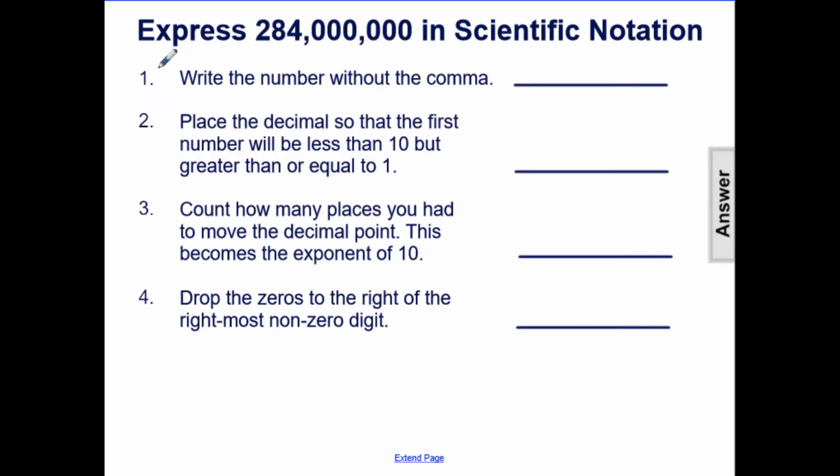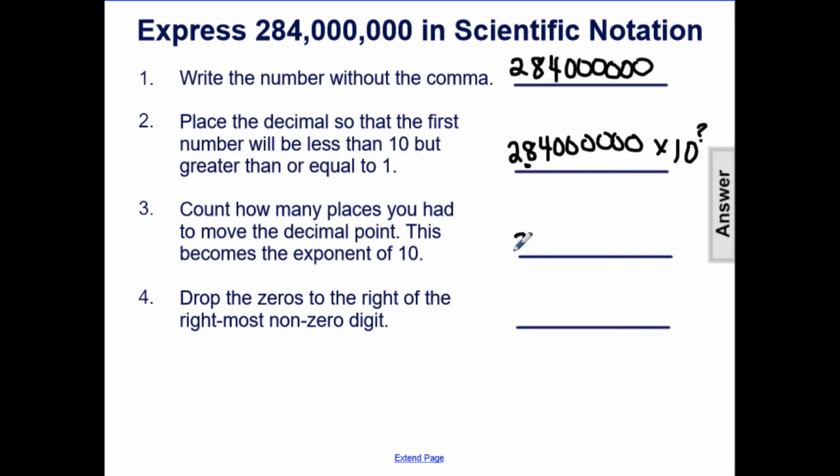Let's look at this and do 2 examples together. So first, let's express 284 million in scientific notation. First, we're going to write the number without the commas. So 284,000,000. We're then going to place the decimal so that the first number is less than 10 but greater than or equal to 1, and we're going to input our base of 10. So here we're going to place the decimal between the 2 and the 8 because that would give us 2.84.